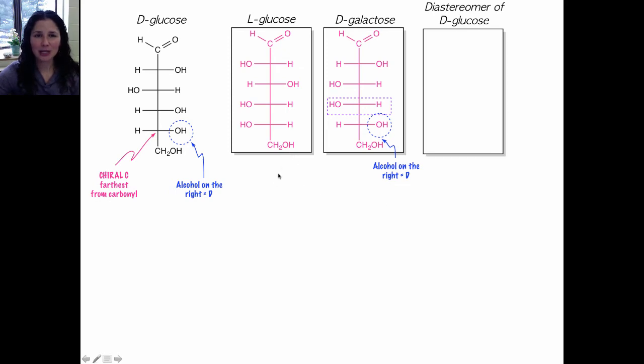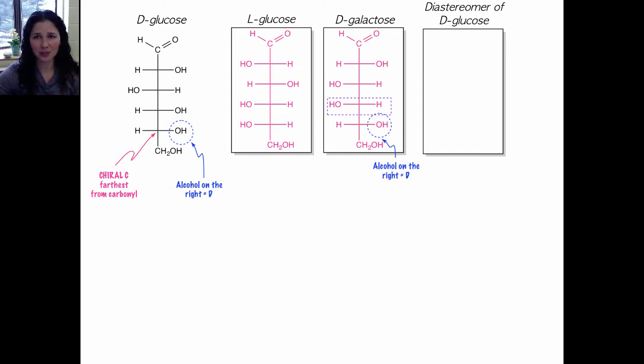The relationship between L-glucose and D-glucose is that they are stereoisomers that are mirror images. So they are enantiomers. D-glucose and D-galactose have only one chiral center inverted. So they are still stereoisomers, but they are not mirror images. These two things are called diastereomers. Diastereomers are stereoisomers that are not mirror images. So an epimer, like D-galactose, is a diastereomer, but it's a special kind of diastereomer with only one inversion of a chiral center.